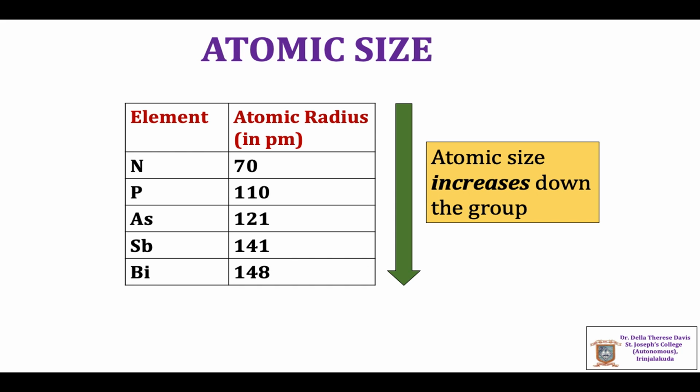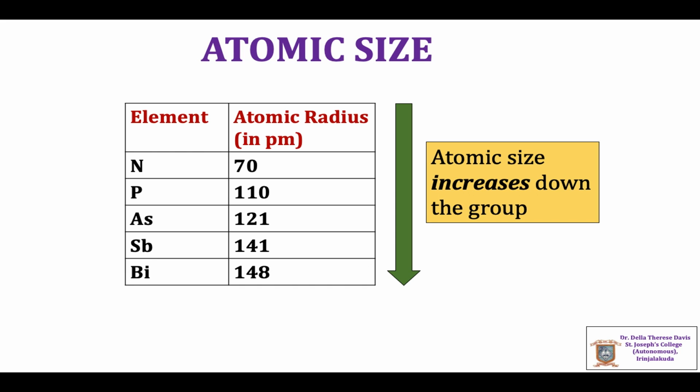As we move down the group, the atomic size increases. The atomic radius of nitrogen is 70 picometer, that of phosphorus is 110 picometer, and this increases up to 148 picometer for bismuth. We can note a pronounced increase from nitrogen to phosphorus. From phosphorus to arsenic, antimony and bismuth there is an increase in atomic radius, but it is not as pronounced as from nitrogen to phosphorus.